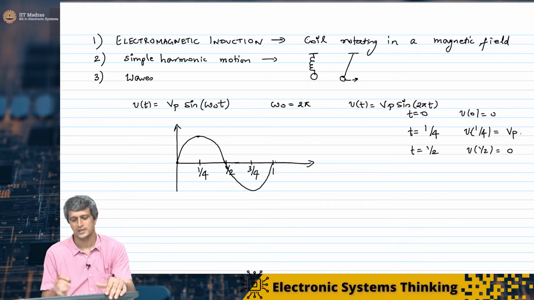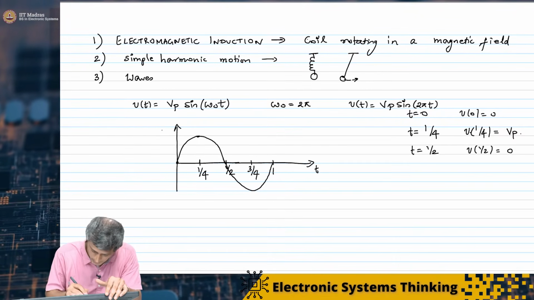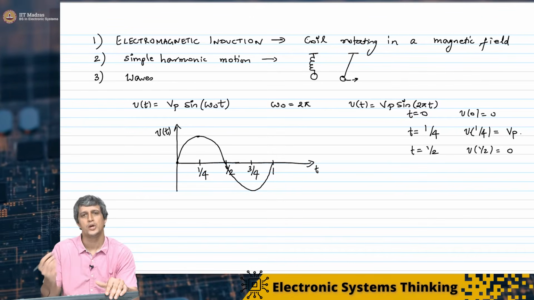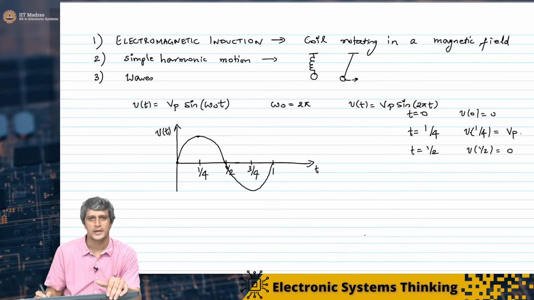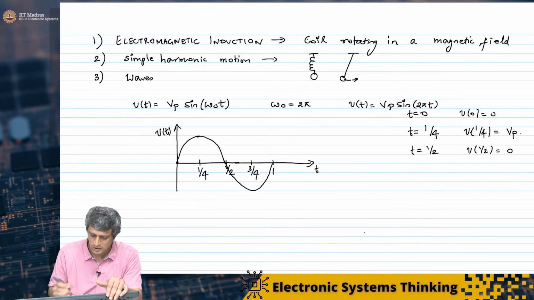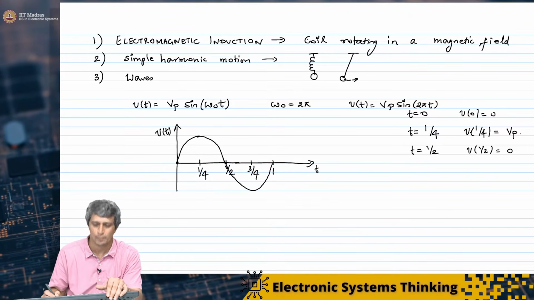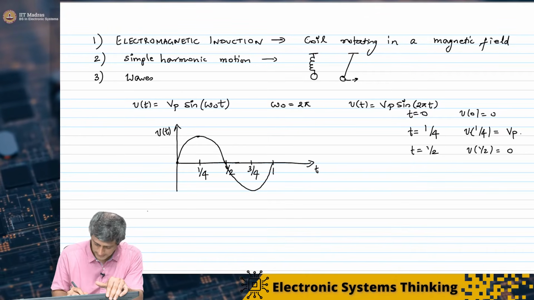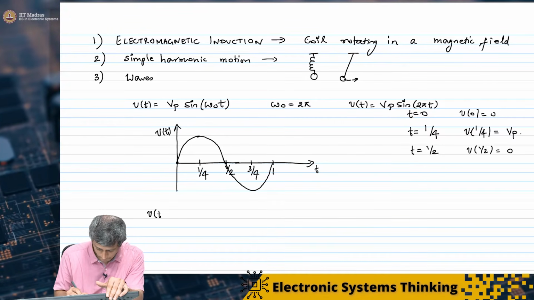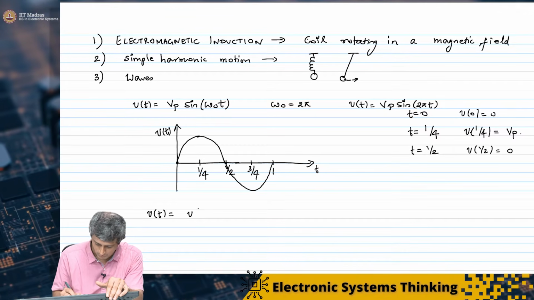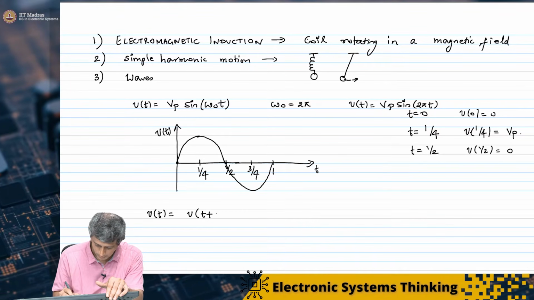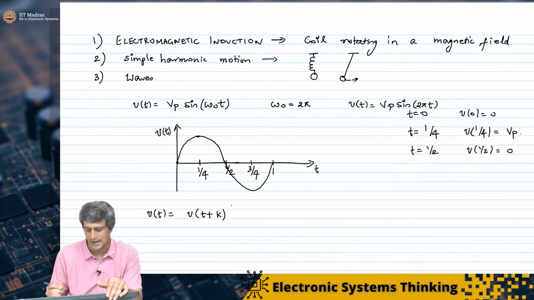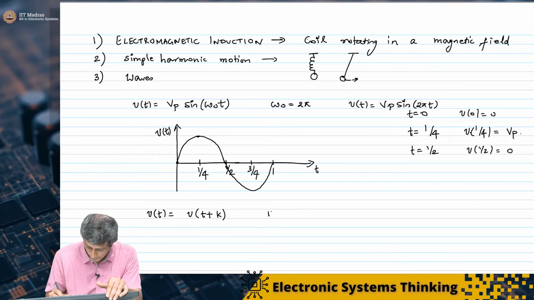Right? So this is how it is going to look approximately, okay? V of t. Now what happens beyond t equal to 1? It actually simply repeats, because the sine function, as you know, is a periodic function. So if I simply add 2 pi, I can say V of t is equal to V of t plus 1, or t plus k, where k is an integer.